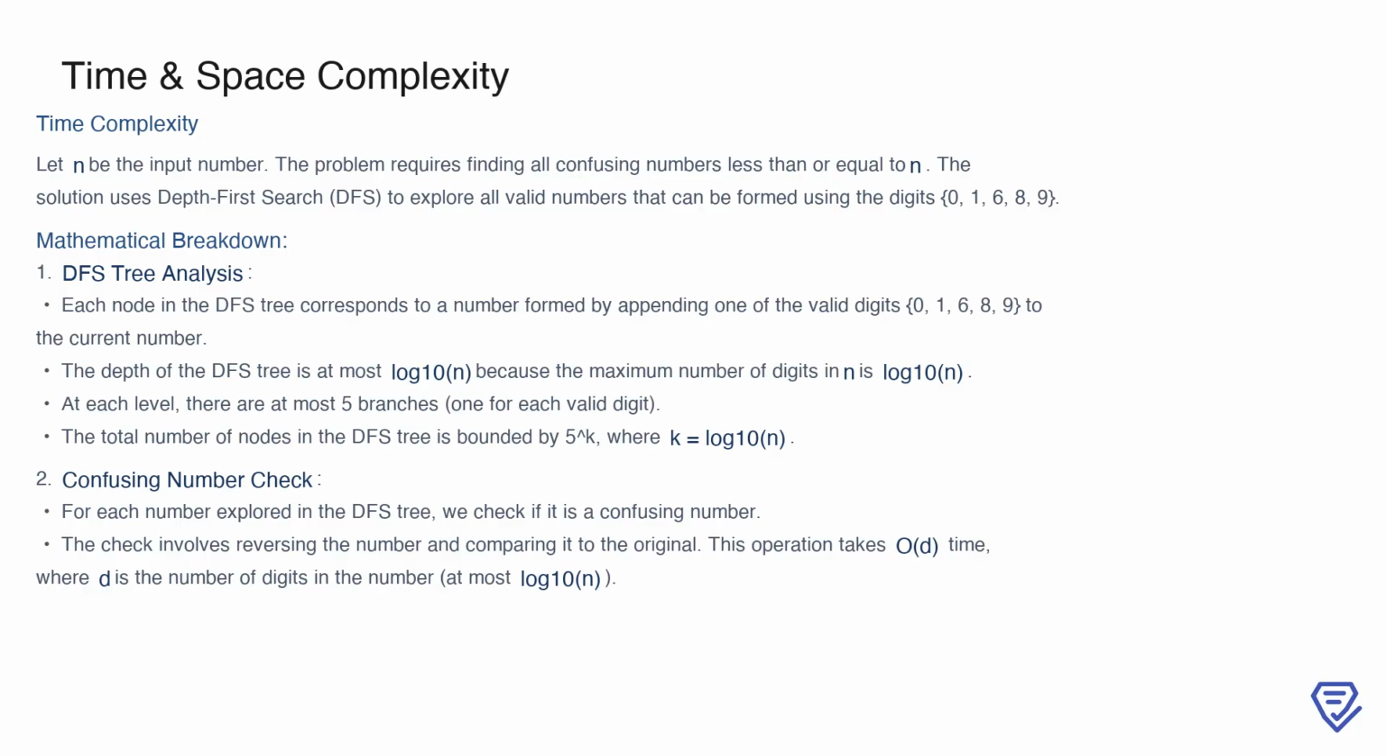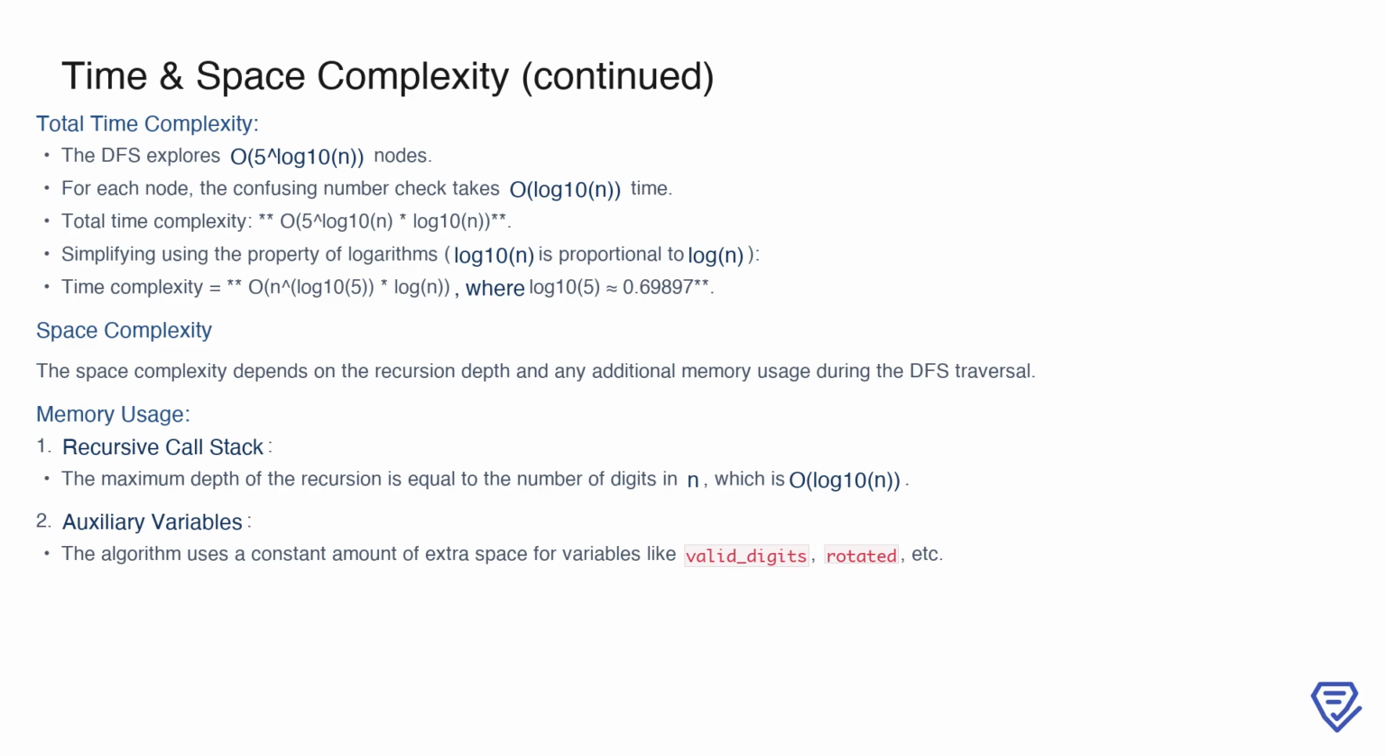This involves reversing the number and comparing it to the original, which takes time proportional to the number of digits, or O of log base 10 of n. Together, these factors determine the computational effort needed for our solution. Now, let's calculate the total time complexity based on our analysis.